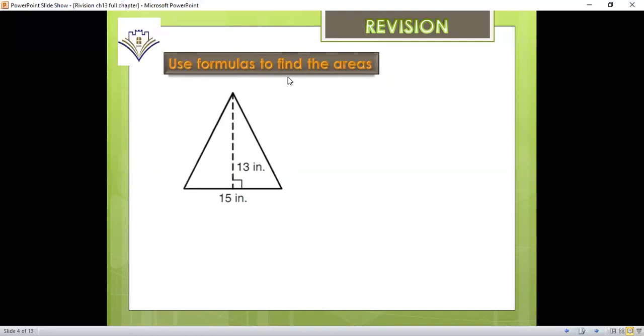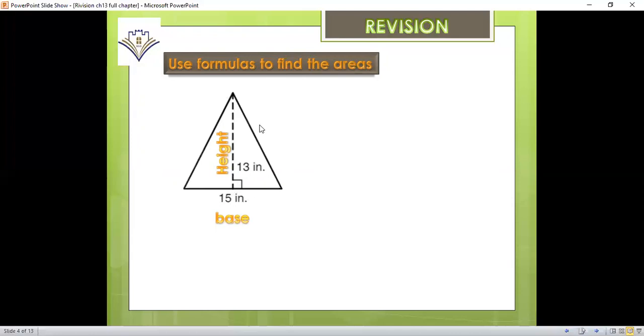Use formulas to find the area. What is that? It's a triangle. We know the base and the height. Where is the base here? We should remember that the base and the height are perpendicular. Then the base is 15 inch and the height, perpendicular to it, is 13 inch. Base and height make a right angle.